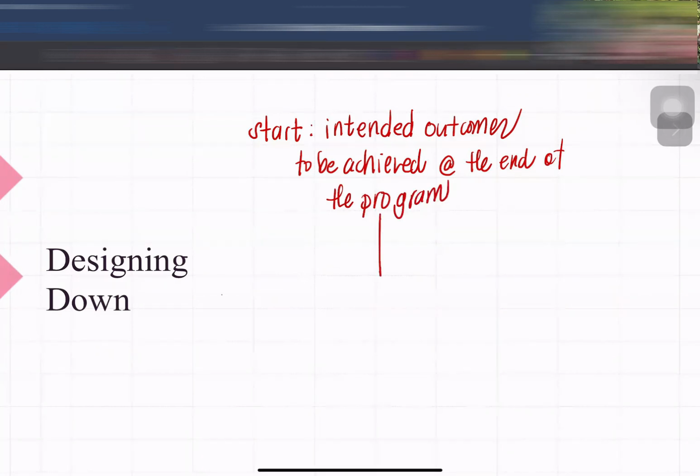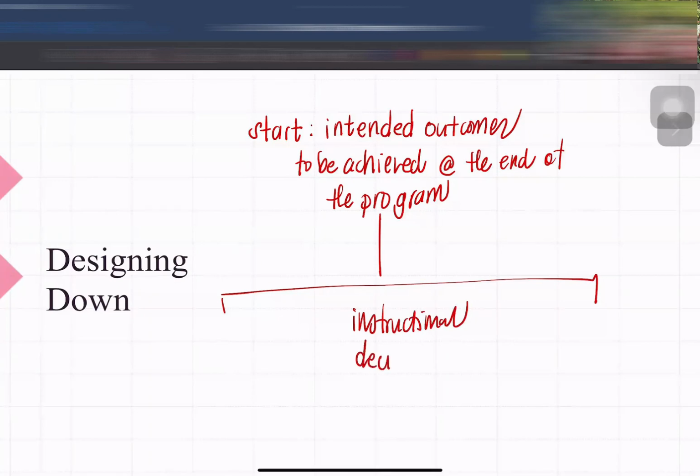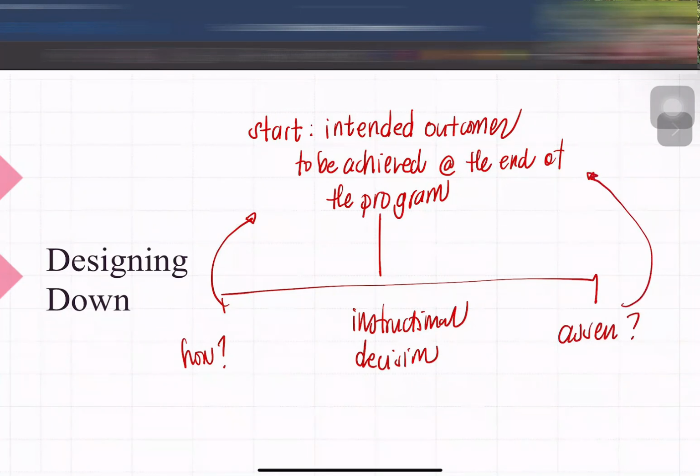Then after that, class, all instructional decisions would be coming from here. In other words, how will you teach your students? That would depend on the outcomes. How will you assess your students? That would depend on the outcomes.